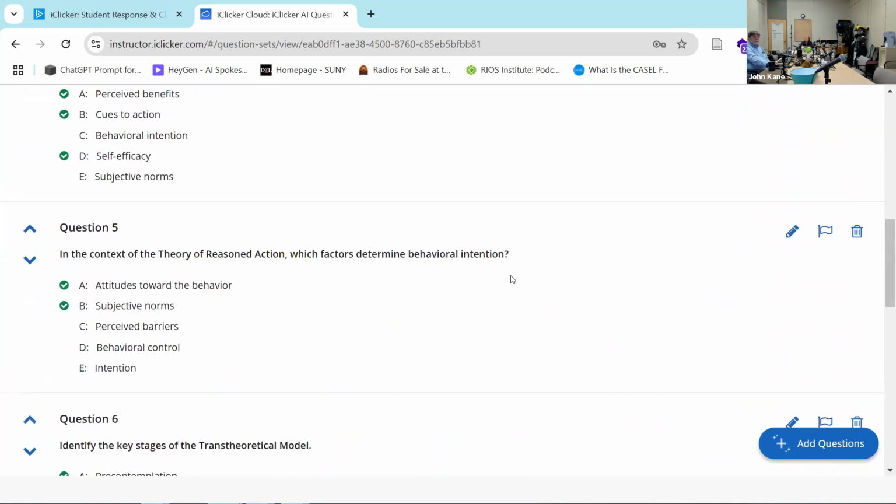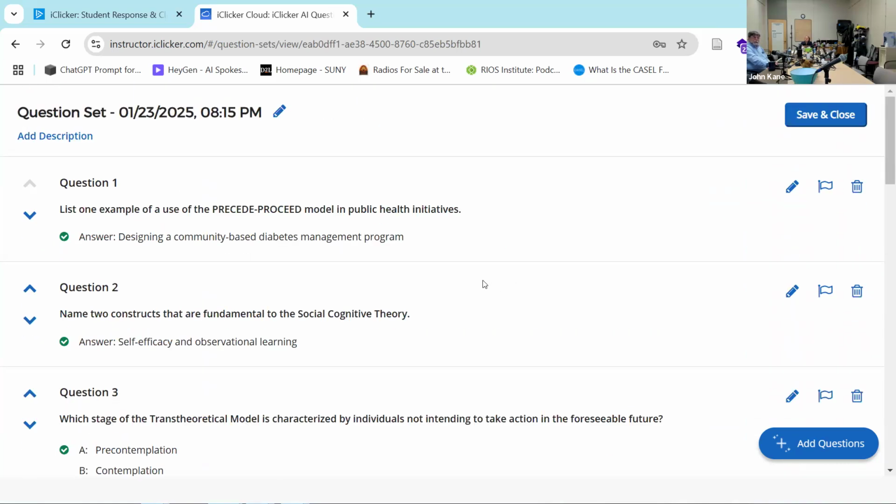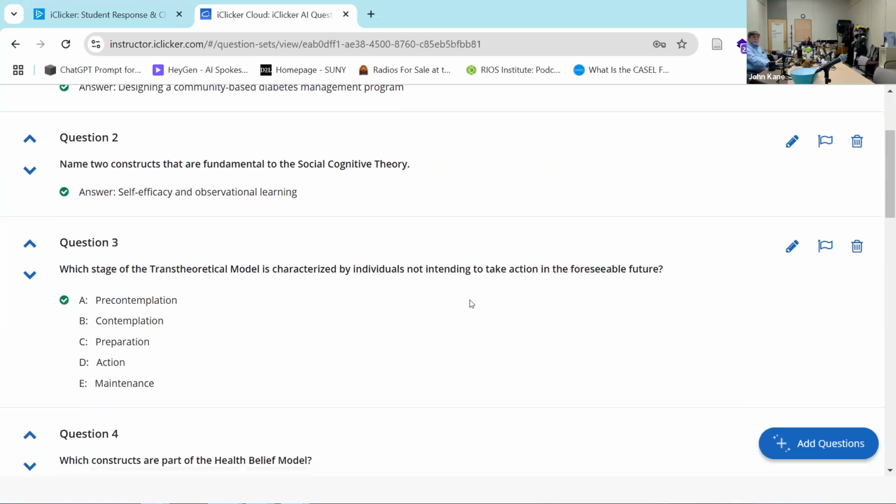What were the short answer questions? There was one up here. These two were, oh, list one example. Yeah, and two constructs. Yeah, those are good.